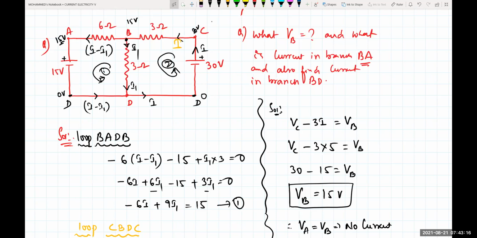Okay, so write Kirchhoff's second law. In the same direction we are moving, it is minus 6I minus I1 minus 15 from A to D. When I am ending at the negative terminal, minus 15 plus I1 into 3, because I'm moving in the opposite direction of the current right now, so it is plus I1 into 3. Is it clear? First equation.